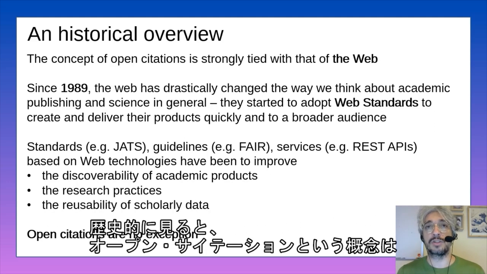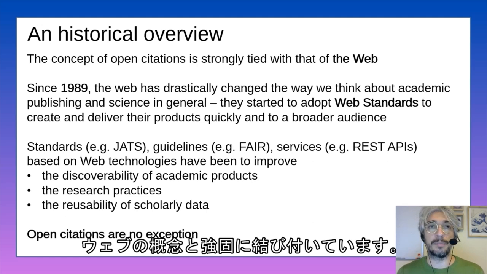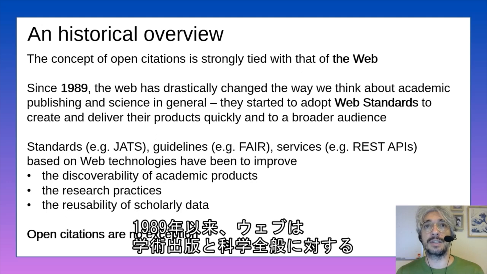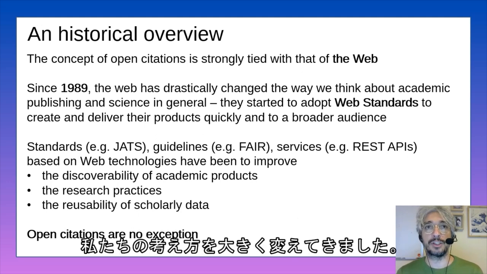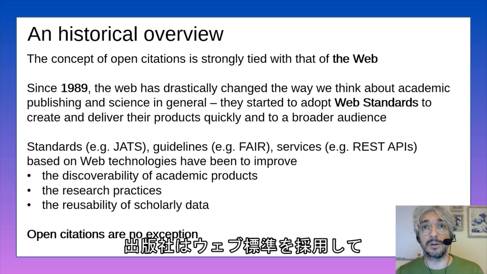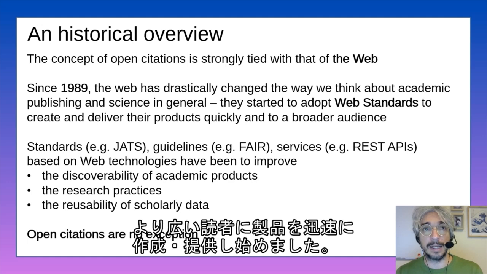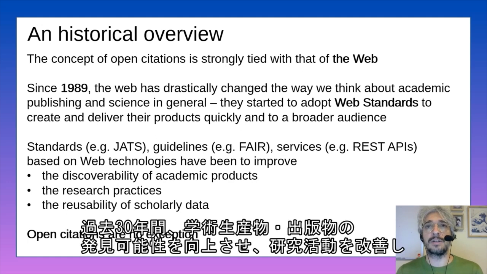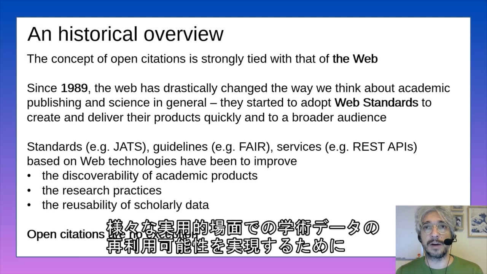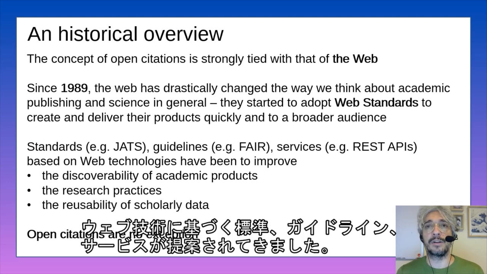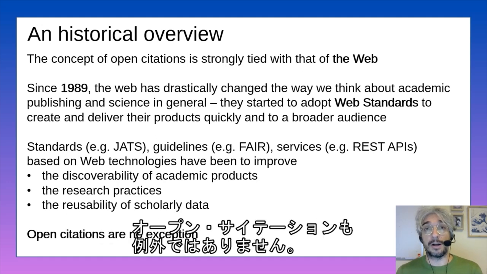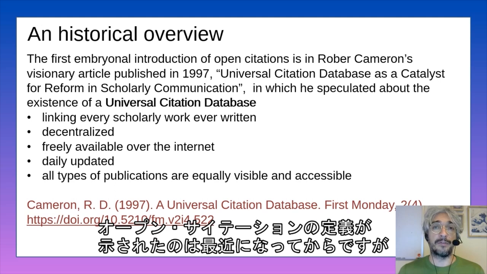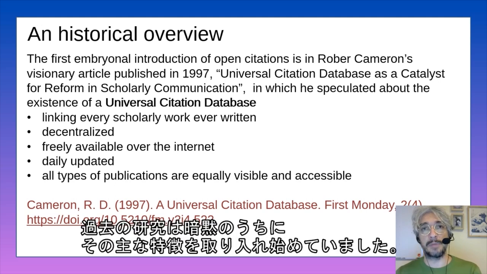From a historical point of view, the concept of open citation is strongly tied with that of the web. Since 1989, the web has drastically changed the way we think about academic publishing and science in general. Publishers themselves started to adopt web standards to create and deliver their products quickly and to a broader audience. Standards, guidelines, and services based on web technologies have been proposed in the past 30 years to improve discoverability of academic products and publications, to improve research practices, and to allow reusability of scholarly data in different applicative contexts. Open citations are no exception. Even if the definition of open citation was provided only recently, past works implicitly started to introduce their main characteristics.